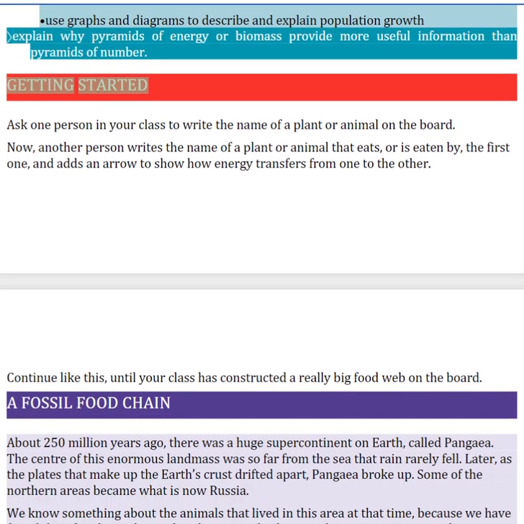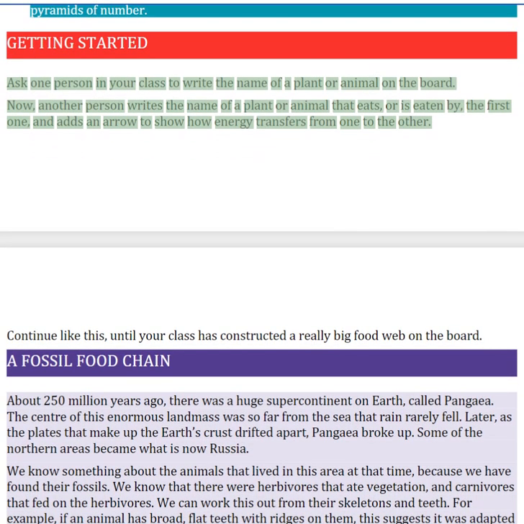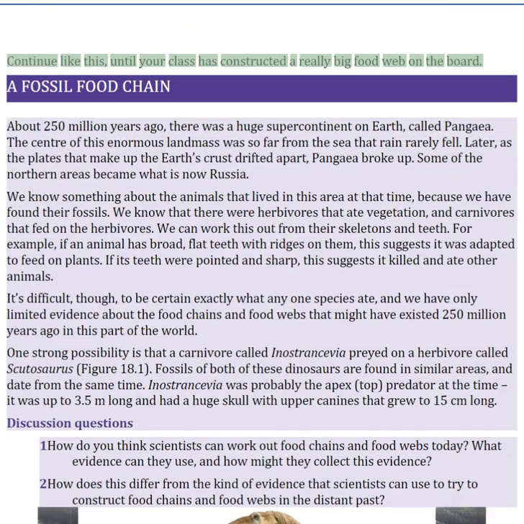Getting started. Ask one person in your class to write the name of a plant or animal on the board. Now, another person writes the name of a plant or animal that eats, or is eaten by, the first one, and adds an arrow to show how energy transfers from one to the other. Continue like this until your class has constructed a really big food web on the board.